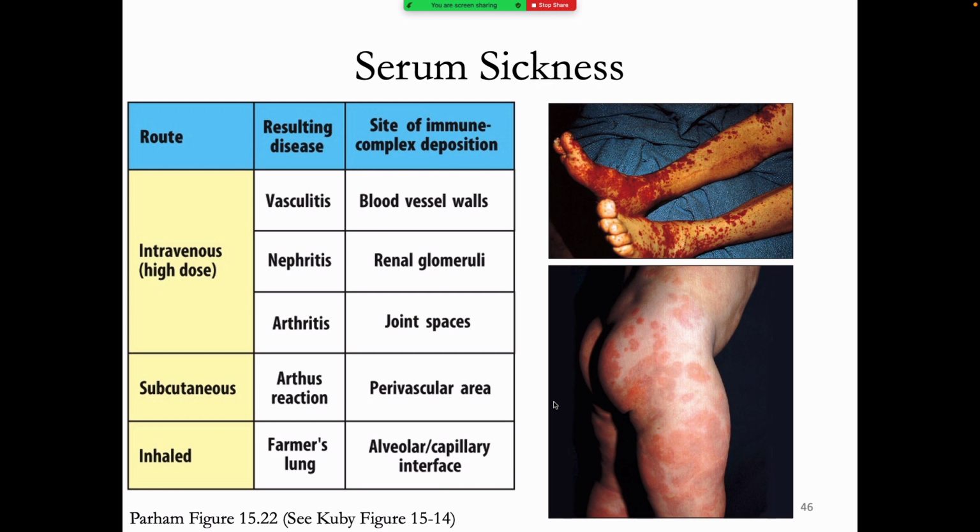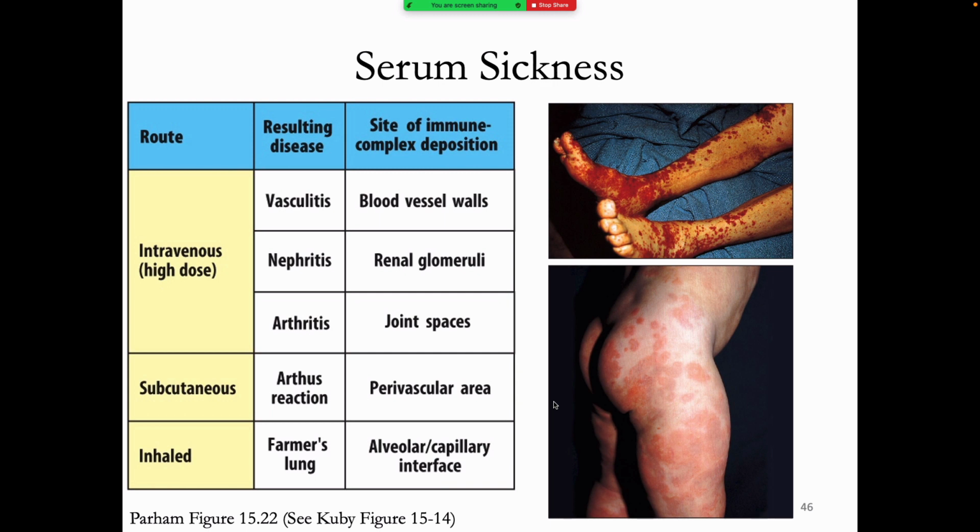You will probably also see some issues with kidneys and issues with joints because of the deposition of those immune complexes. There are some situations where this can all happen subcutaneously or in the lung as well. But usually when we think about a classic serum sickness, it is the skin, vasculature, and the kidney and joints.